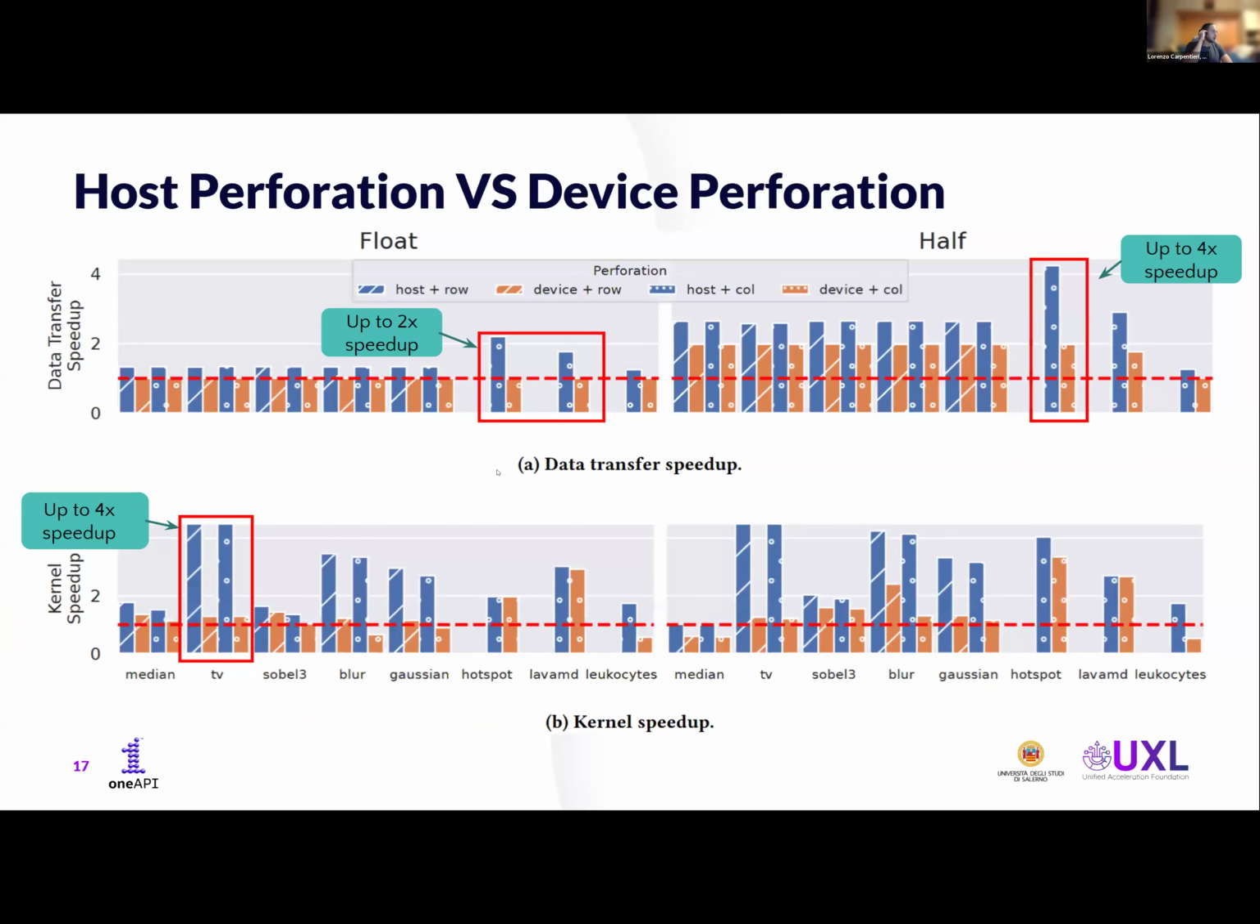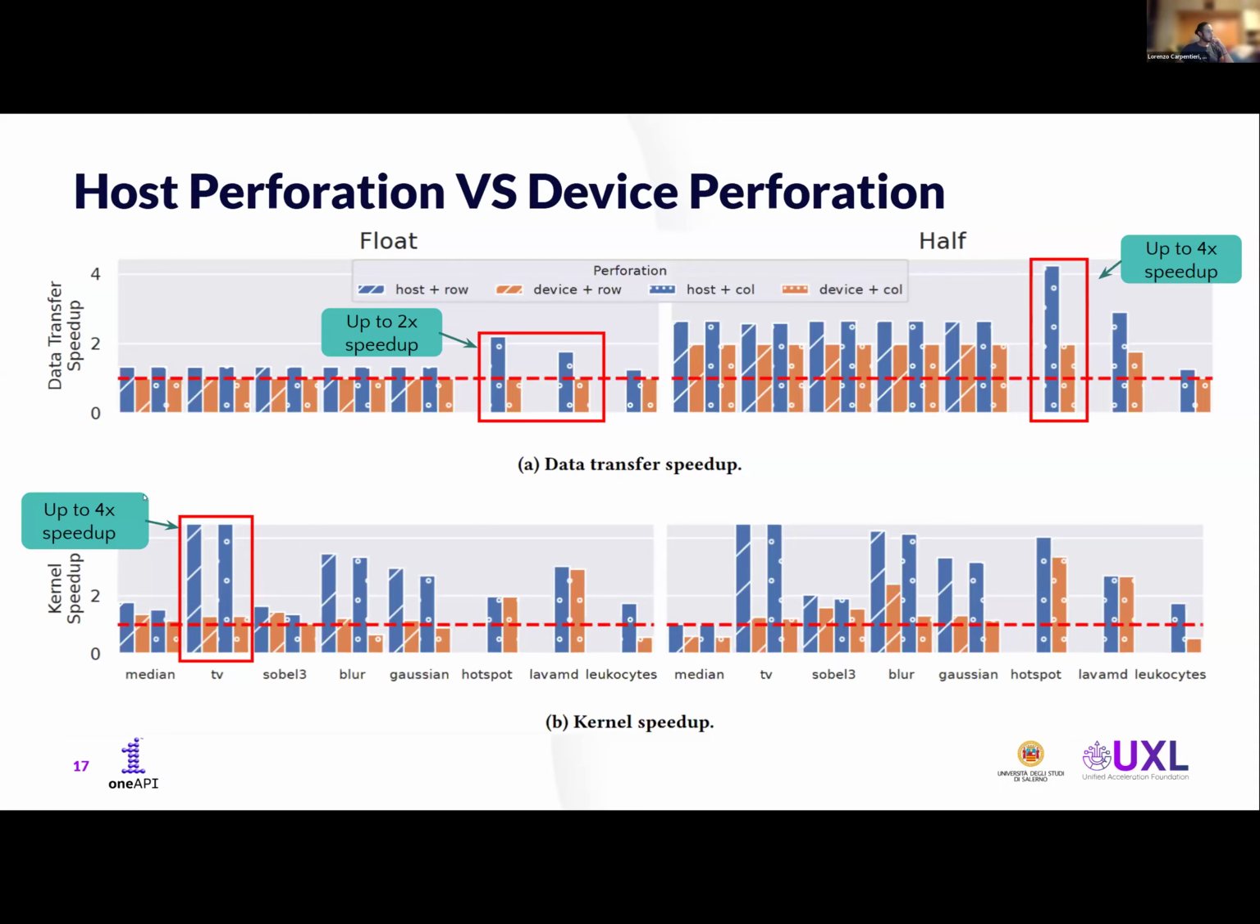On the performance side, we can notice that the host perforation outperformed the device perforation, and we divided the plot in 2. So we have the data transfer speed up and the kernel speed up. In the first plot, the host perforation always achieves a speed up of 2 times. This is because we are halving the number of elements on which we are doing the computation. So the number of elements that are transferred to the device are divided by 2.